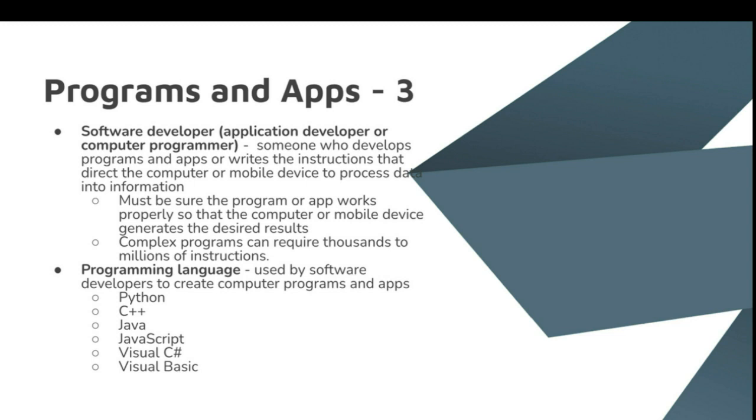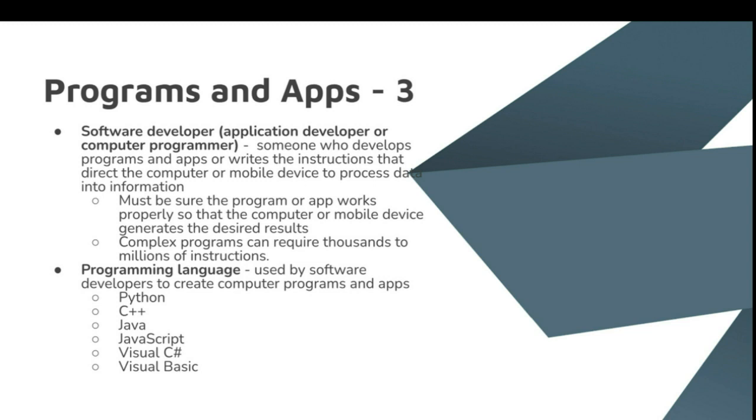So a software developer, an application developer, or a computer programmer or coder, is someone who develops programs and apps or writes the instructions that direct the computer or mobile device to process data into information. So they've got to make sure the program works. I mean, that's pretty standard. And what they did state here, which is pretty true, complex programs can require thousands to millions of instructions.